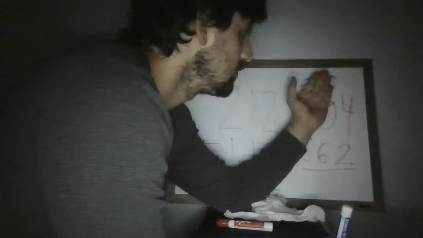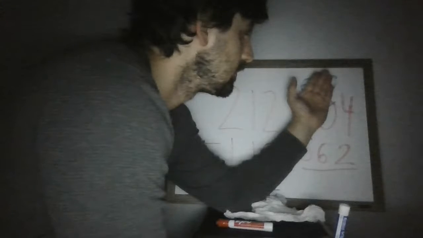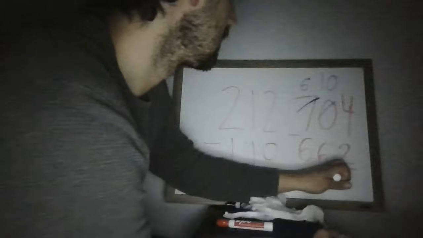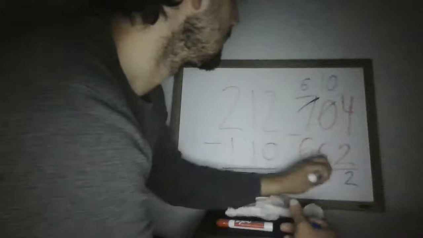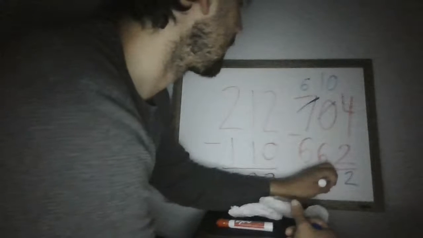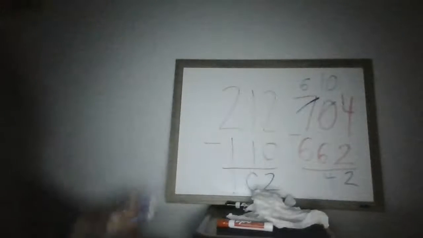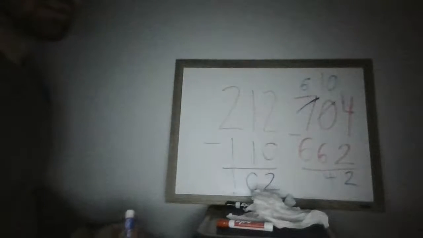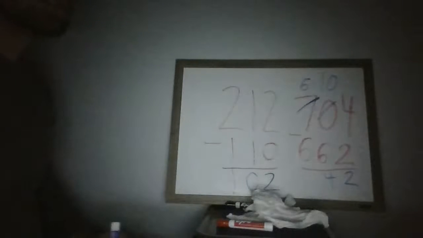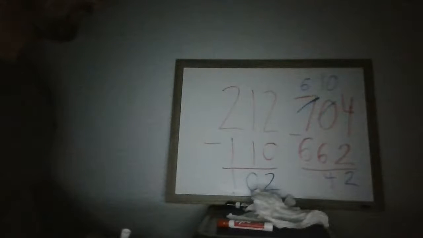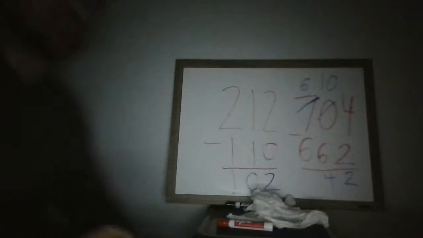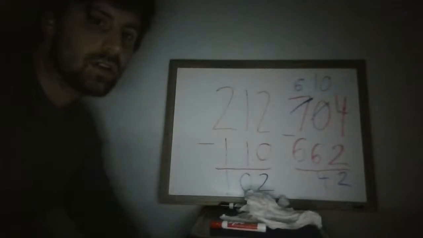Four minus 2 equals 2. 10 minus 6 equals 4. 6 minus 6 equals 0. I could put a 0 in the hundreds place, or I could just leave it blank. Either way, it would still be the same answer, it wouldn't change. So 704 minus 662 equals 42.